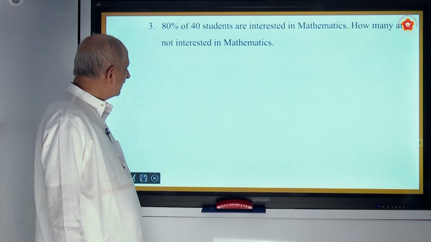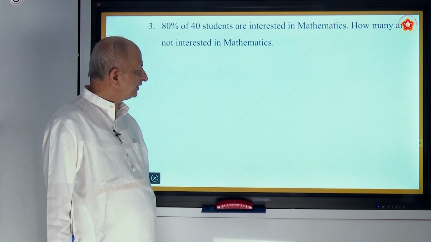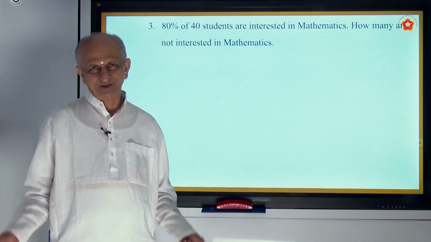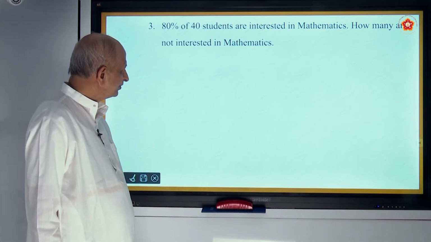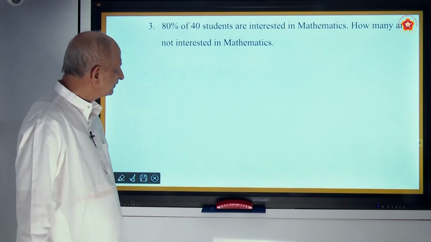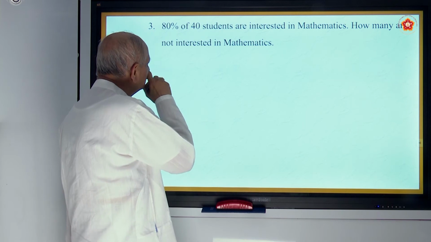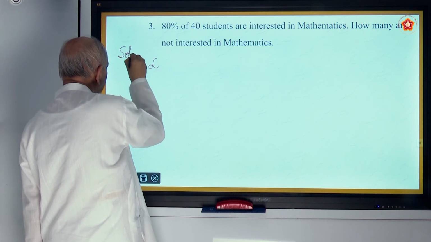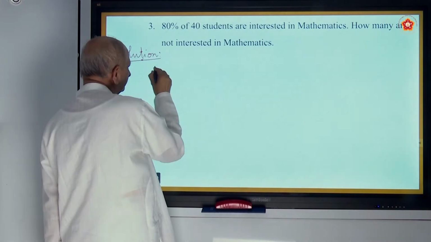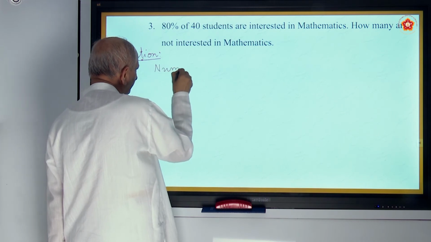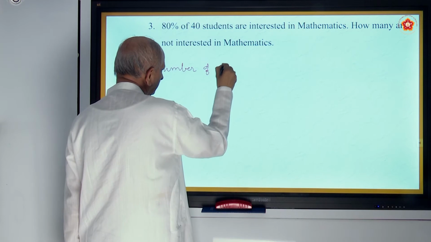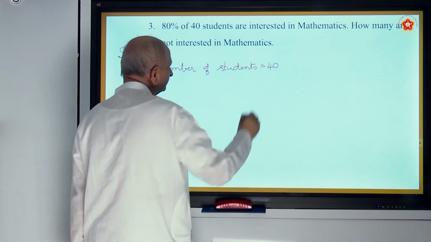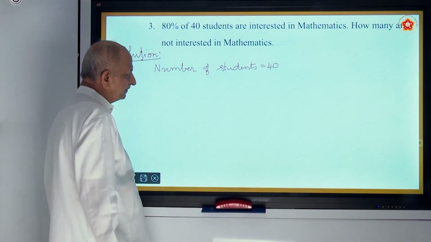Yeah, next question. 80% of 40 students are interested in mathematics. How many are not interested in mathematics? So you are all good boys, you are interested in mathematics, correct? So what is the first step you must write? Here number of students are not known. So first you must write solution, number of students. Number of students is 40 and 80% are interested in mathematics.